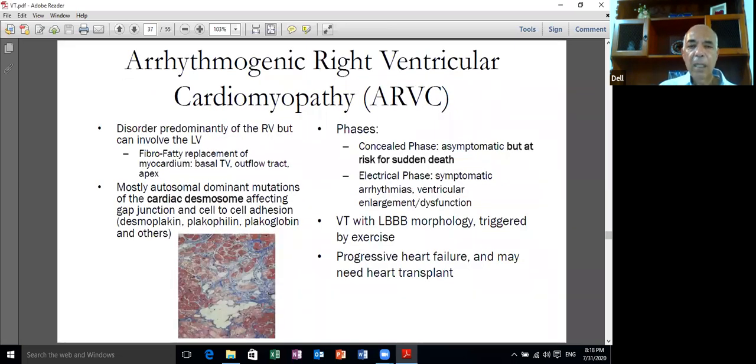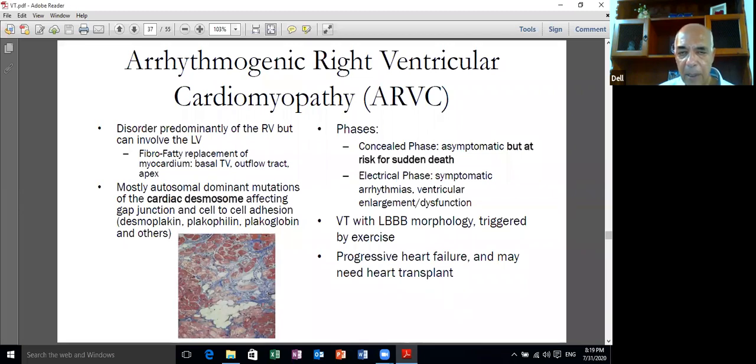Now, arrhythmogenic right ventricular dysplasia is a disorder affecting essentially the right ventricle. It might involve the left ventricle, but less frequently. It's characterized by fibrofatty replacement of the myocardium, involving the basal as well as the apex and the right ventricular outflow tract, going from the epicardium towards the endocardium. It's a disease of the desmosomes with mutation of desmoplakin, plakoglobin, plakophilin, and others.